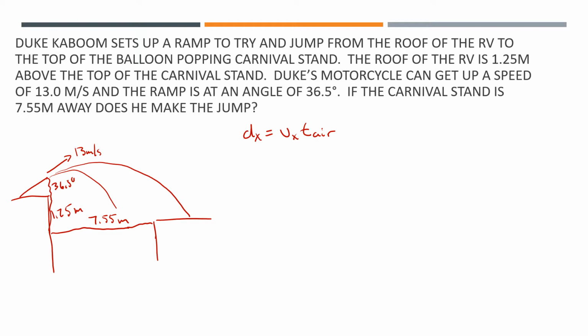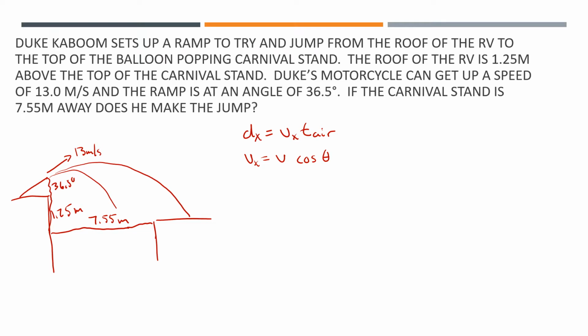Okay, good. Let's find Vx. We know how to find that. Vx is going to be V times the cosine of theta, right? That's going to tell me how much of that velocity initially is going in the horizontal direction from that 13 meters per second. We'll come back and solve that later. Let's figure out what else we're going to need. So compared to our problems where we went from ground to ground, T air is going to be a little bit different here.